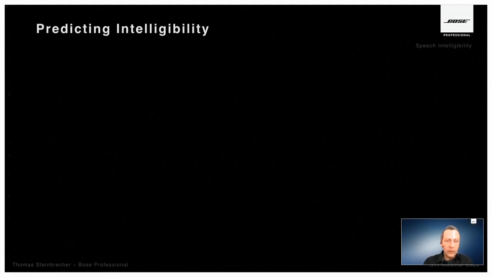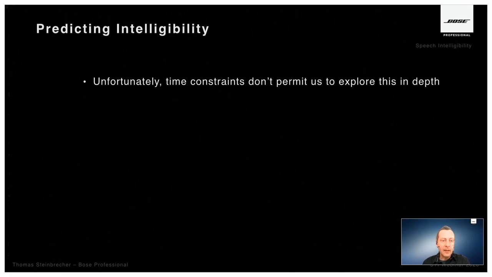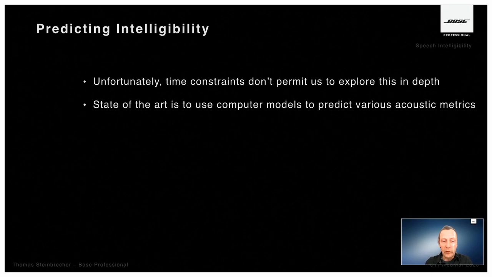So how can we move on with predicting intelligibility? And prediction in the sense that you, for example, use a formula to do that. Unfortunately, we don't have enough time to go into all the different methods that have been developed for simple communication systems to predict intelligibility. So we will have to abbreviate that a little bit and say the state of the art to do this is to use a computer model.